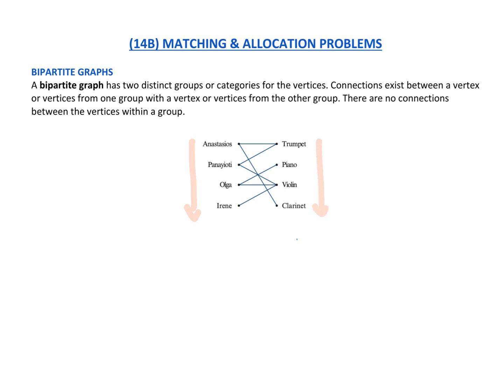So I can see from this that Anastasios plays the clarinet and the trumpet. It's a way of showing what a certain person can do, or what one thing can lead to. You will see that the two groups will have the same number. There are 4 people here and 4 instruments, so it will always look like that. The groups will be the same amount, okay? And then obviously you can see the vertices.